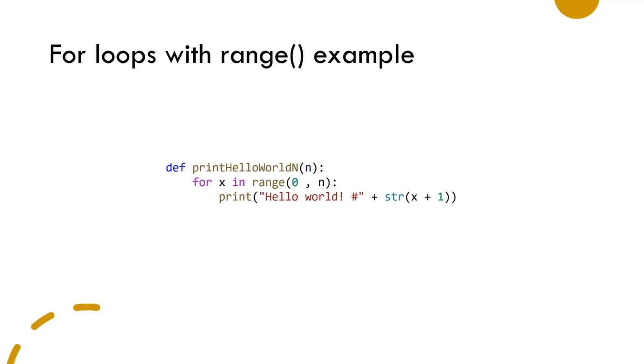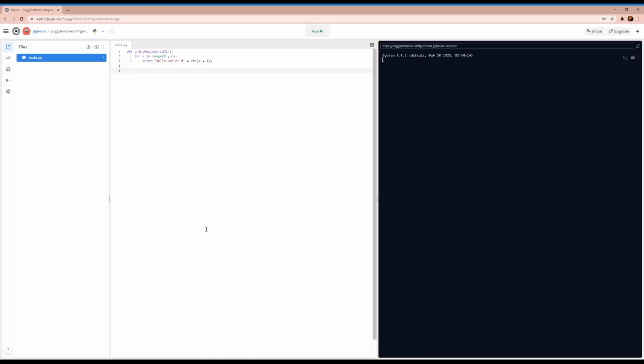Okay, so this is an example of how the for loop looks in code with the range example. I'm going to put this in Ripple really quick so that we can talk about it more in depth over there. All right, so I've copied over the print hello world n function. If we call print hello world n with, let's say, 10, we're going to run it and get 10 hello worlds.